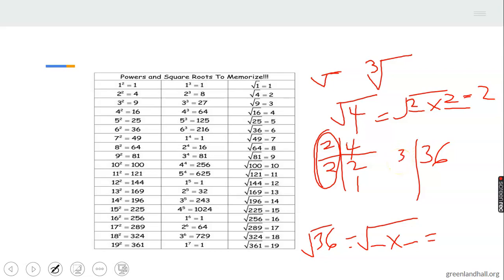3 in 3 is what? 1. And 3 in 6 is what? 2. Which number should we use? We can use 2, we can use 3. Any number you use. Then later you rearrange.